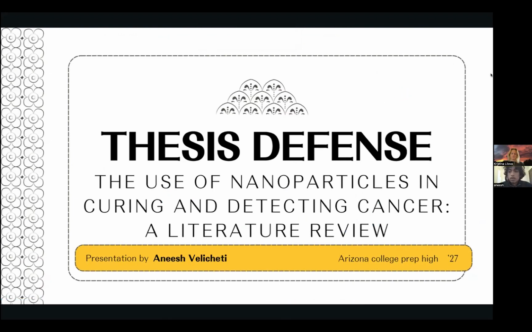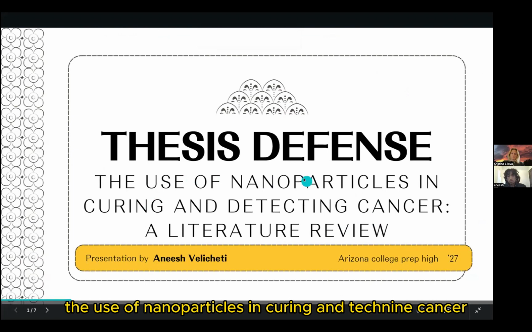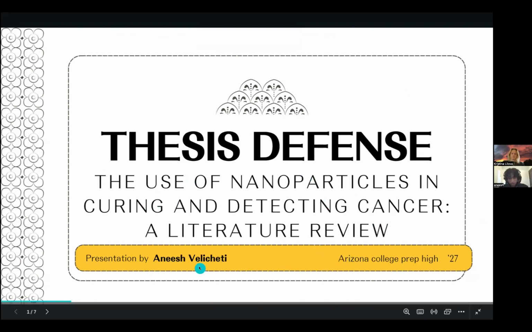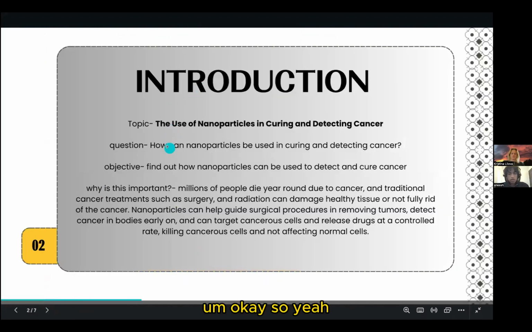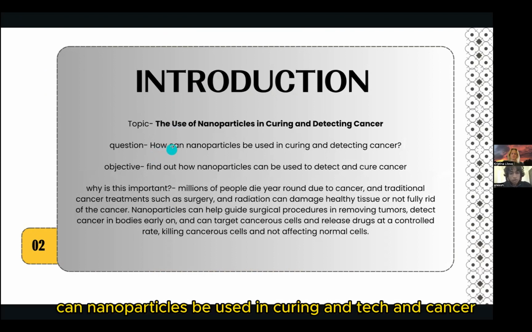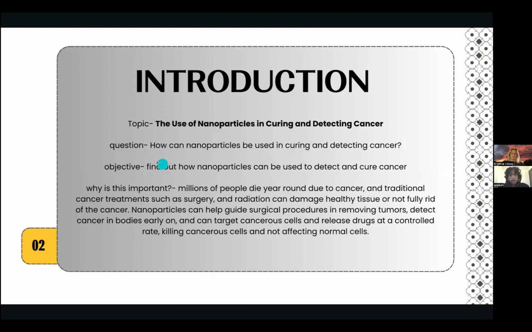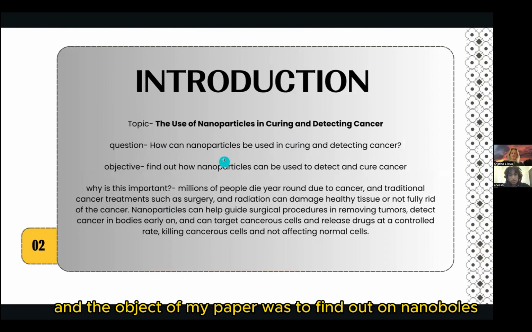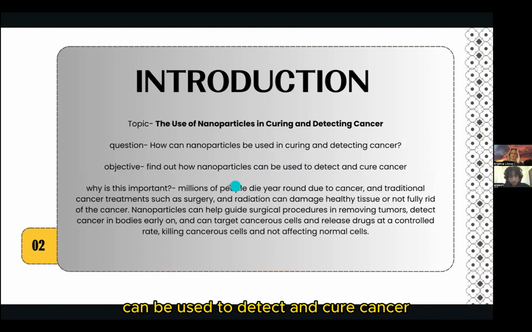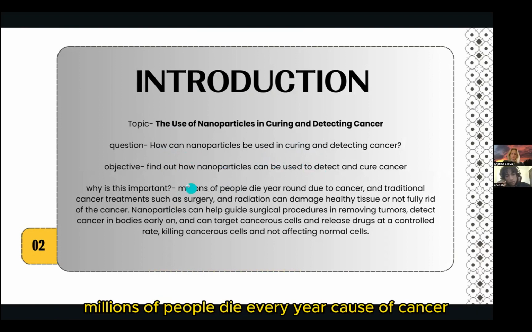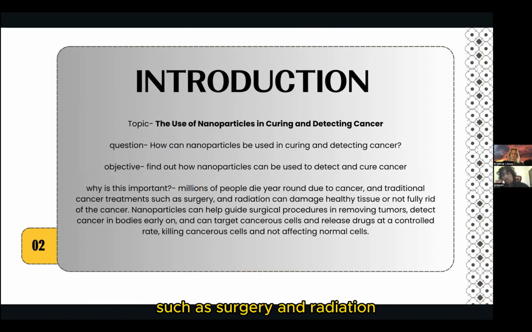So my topic was the use of nanoparticles in curing and detecting cancer, and I'm a ninth grader. The question I was asking is how can nanoparticles be used in curing and detecting cancer? The objective of my paper was to find out how nanoparticles can be used to detect and cure cancer. This is really important because millions of people die every year because of cancer. Most cancer treatments, such as surgery and radiation, can also damage healthy tissues or not fully get rid of the cancer, which is really dangerous.